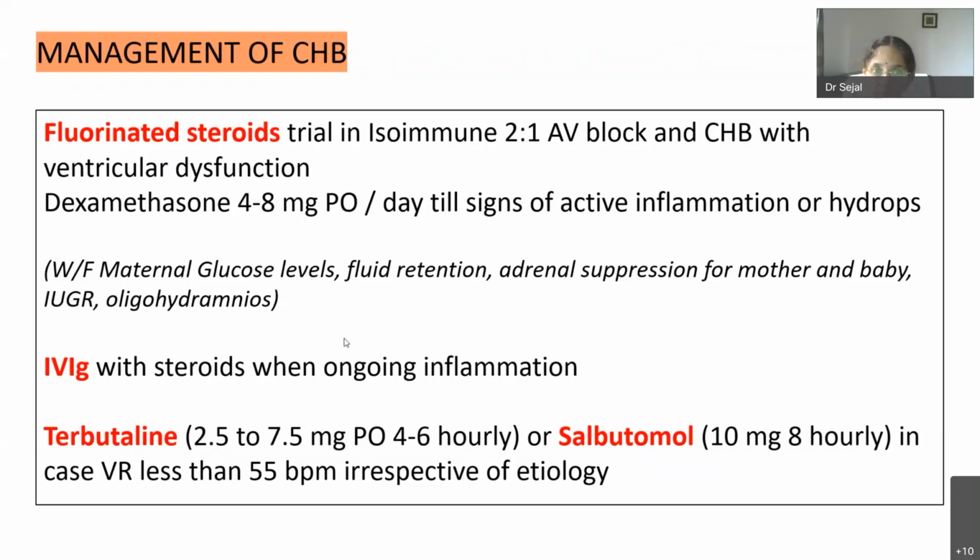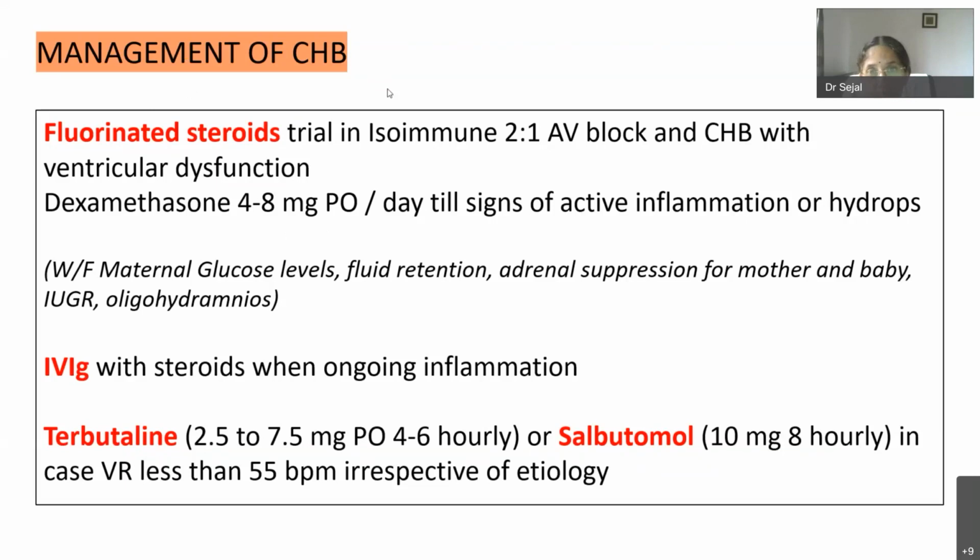Side effects in terms of growth of the baby, oligohydramnios, maternal blood pressure and blood sugar levels, and fluid retention, etc. So in general, if it's a second degree AV block, I would try using dexamethasone, and the dose is usually 4 milligrams once a day or twice a day till I have a reversal. And once I revert back, I can make it once a day till delivery and then evaluate postnatally.